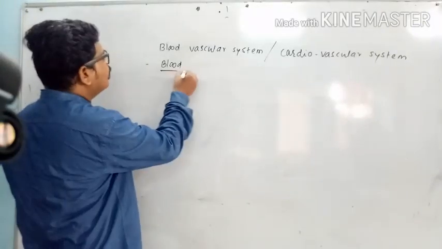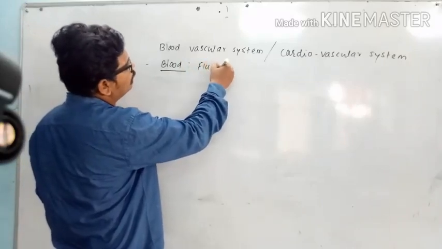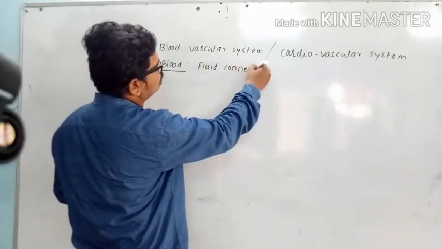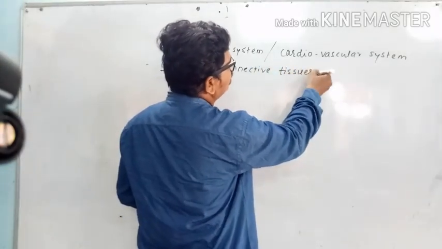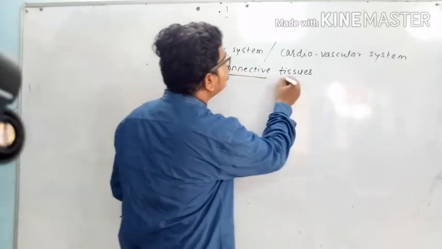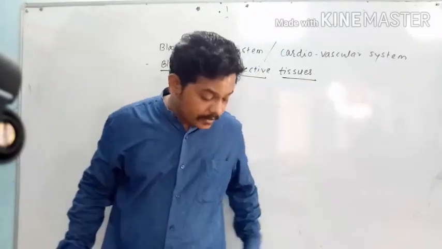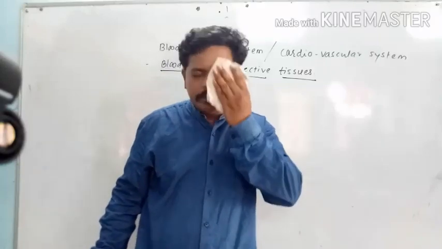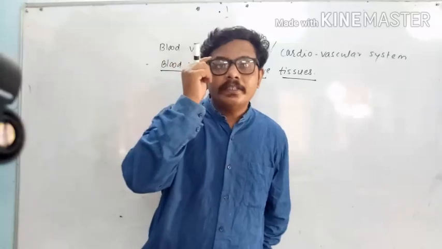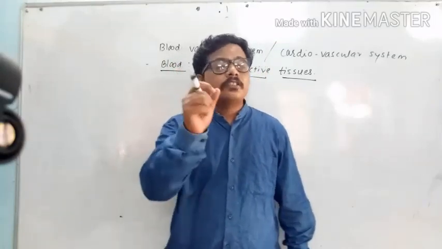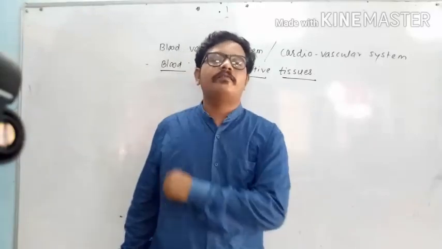Blood is a fluid connective tissue. Fluid connective tissue. Remember that. It is a connective tissue. Remember that there are four types of tissues present in animal bodies. In our body, the four types of tissues include epithelial tissue, muscular tissue, nervous tissue, and connective tissue. These are the four types of tissue.